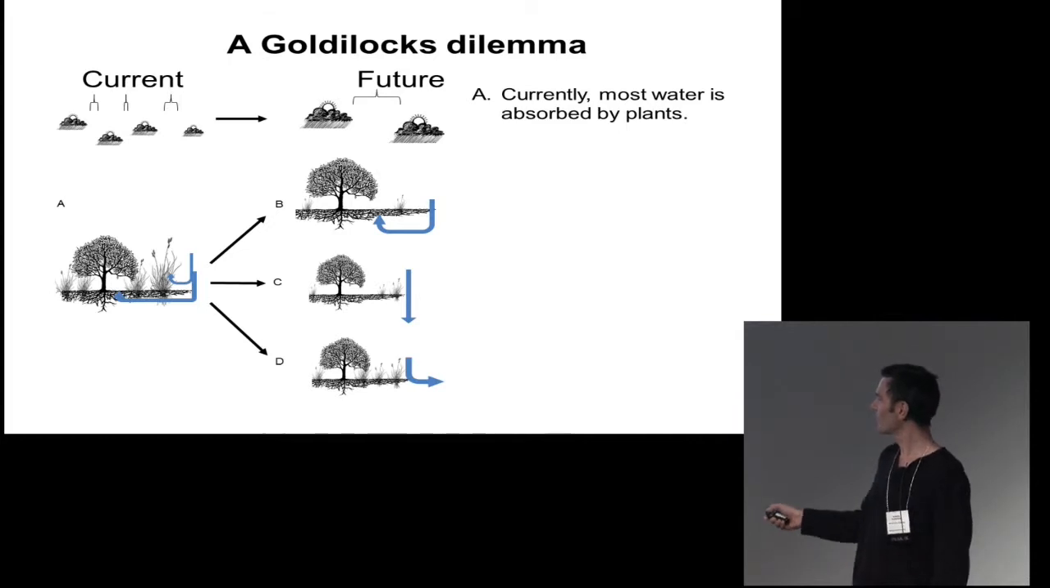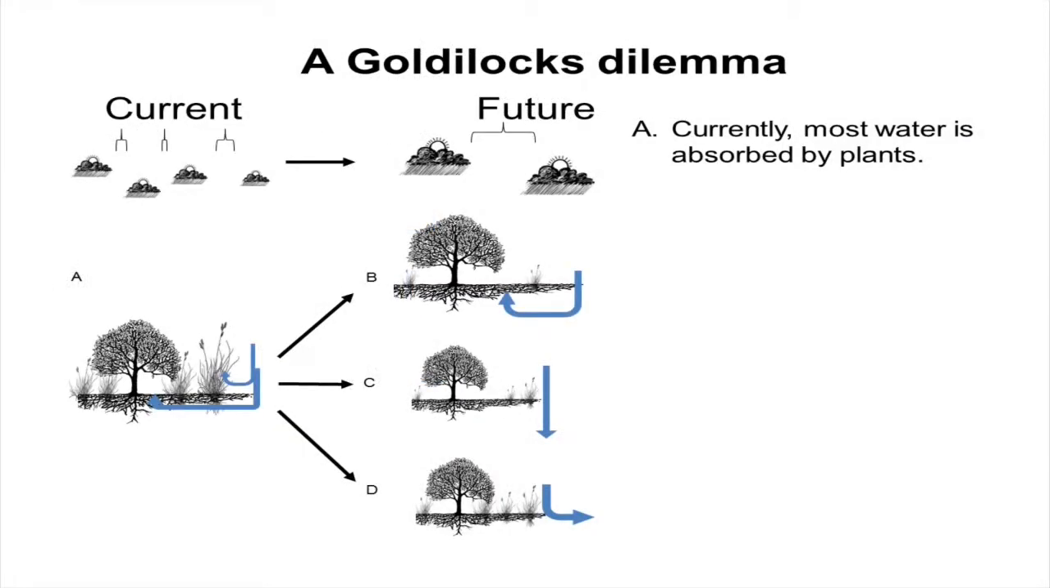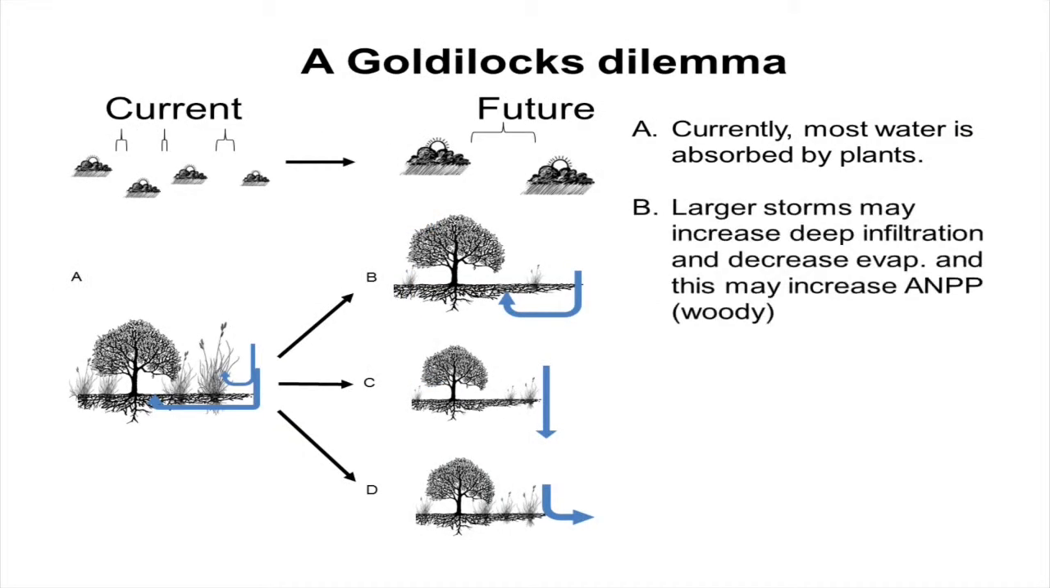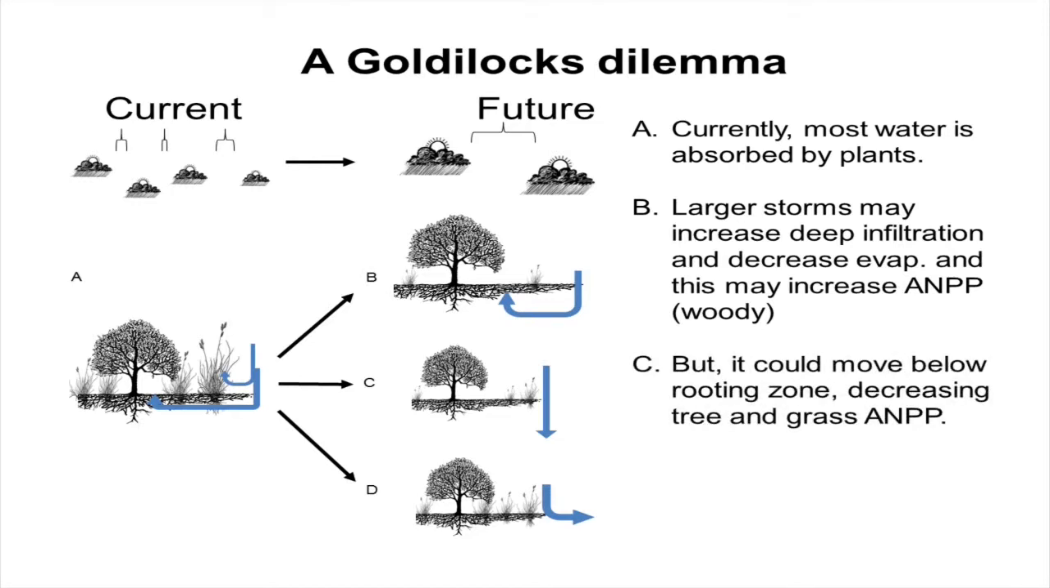When you have many small events, a lot of water evaporates off the surface before it really helps plant transpiration. Fewer, larger events can decrease that interception and evaporation and actually increase water availability for all plants. But if the storms become too big and they push water below the rooting zone, then you could decrease productivity of all plants, probably giving a competitive advantage to woody plants and increasing deep water infiltration.